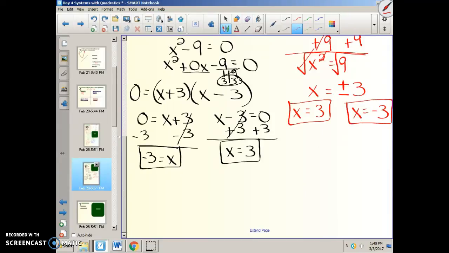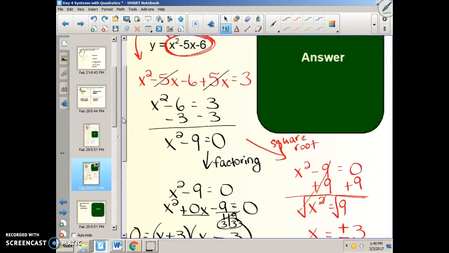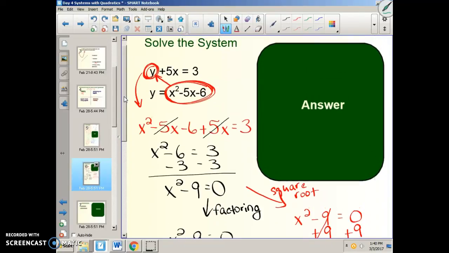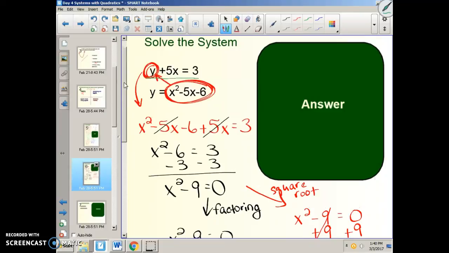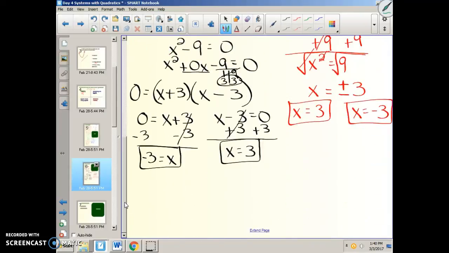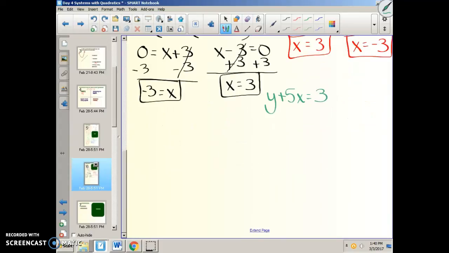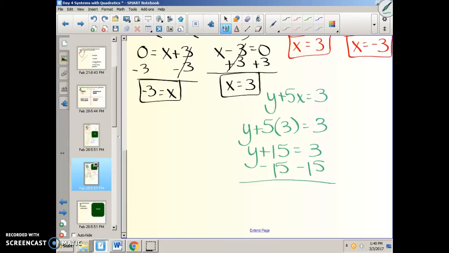No matter what you do, though, you have to actually solve for the y still. So go back to your original. Pick a formula. I'm going to use the first one, y plus 5x equals 3, and solve for my y's. So y plus 5x equals 3. All right, well, I've got to solve with positive 3 and negative 3. So y plus 5 times positive 3 equals 3. Just going to quickly do this because I'm running out of time. So when it's positive 3, I get negative 12.